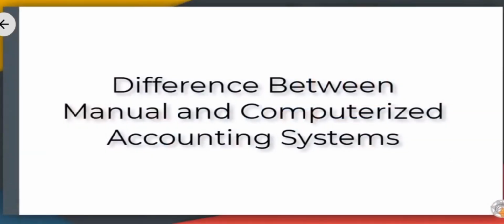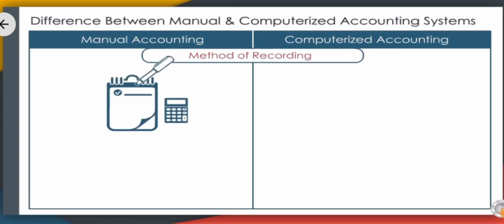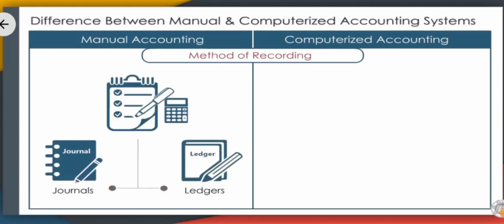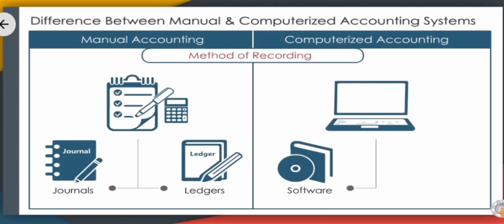Difference between manual and computerized accounting systems. Method of recording. In a manual accounting system, physical journals and ledgers are used for keeping records of transactions. In a computerized accounting system, computers and accounting softwares are used for keeping digital records of transactions.